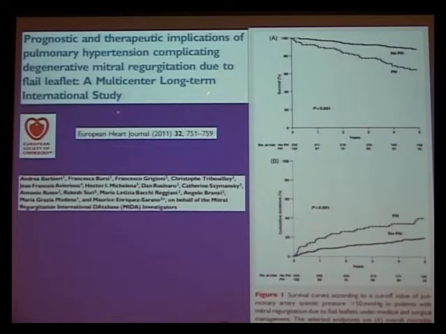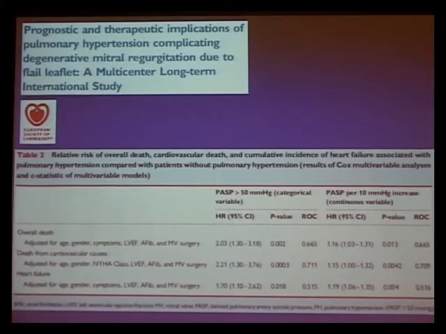This is a multi-center long-term international study that studied the prognostic and therapeutic implication of pulmonary hypertension in patients undergoing mitral valve surgery, mitral valve repair for degenerative disease. And very important results you can see here. This is mortality in patients with high pulmonary pressure. The cutoff was a systolic pressure greater than or equal to 50 millimeters of mercury, compared to a group of patients with low or normal pulmonary arterial pressure, in which you can see that the mortality in the follow-up is almost double in patients with pulmonary hypertension.